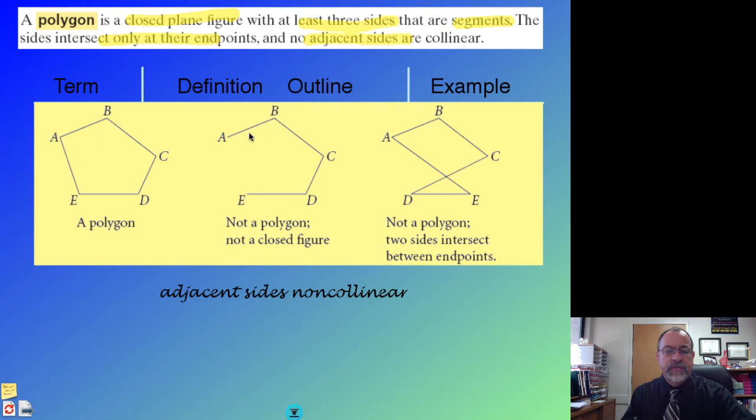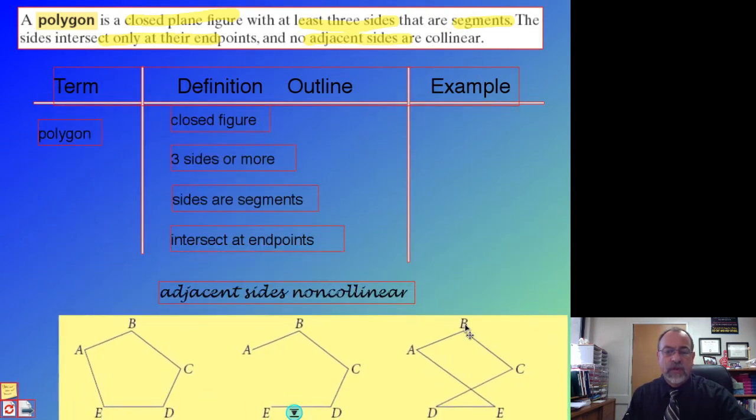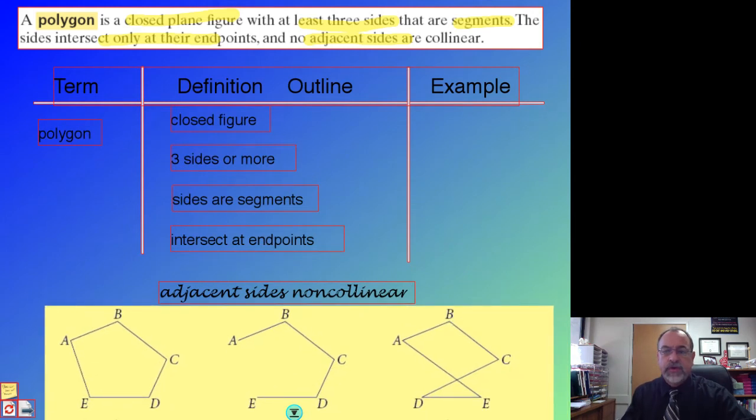So, here's our figure right here. Is it a closed figure? Yes, it's all closed. Does it have at least 3 sides? Yes. Are the sides all line segments? Yes. Do they intersect only at the endpoints? Yes. And are none of the adjacent sides collinear? Yes. So therefore this first figure would be a polygon. Again, you just go through that checklist and that will help you determine if it's a polygon or not.